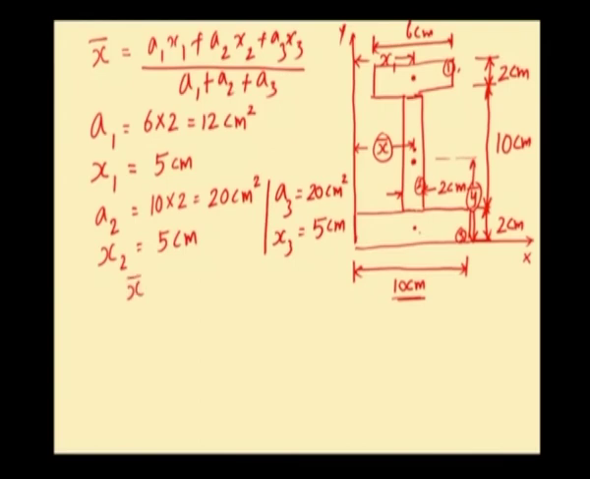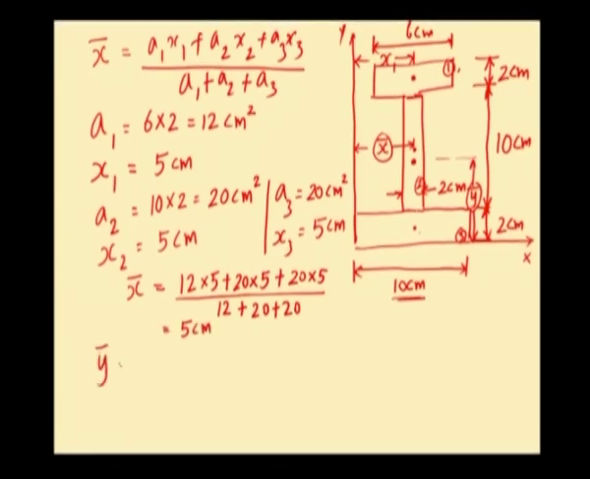So, if you do the substitution and the calculation, x bar will be 12 into 5 plus 20 into 5 plus 20 into 5, divided by the sum of the areas 12 plus 20 plus 20, which comes as 5 centimeter. Now, we should also calculate the value of y bar. y bar will be a1 y1 plus a2 y2 plus a3 y3, divided by a1 plus a2 plus a3.